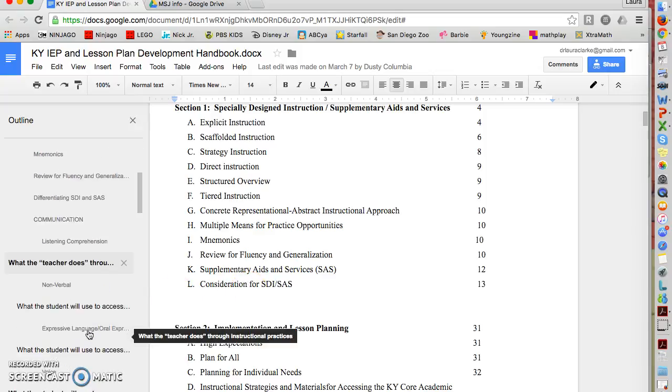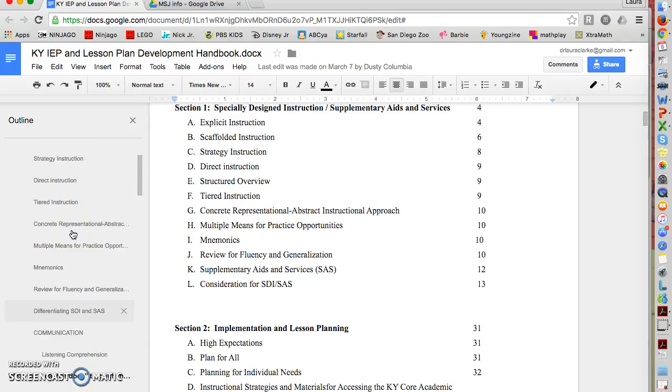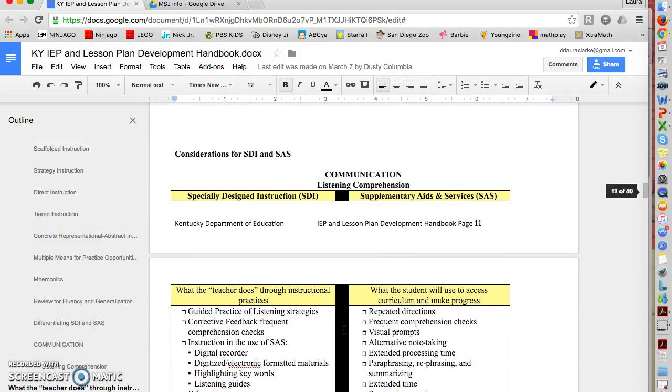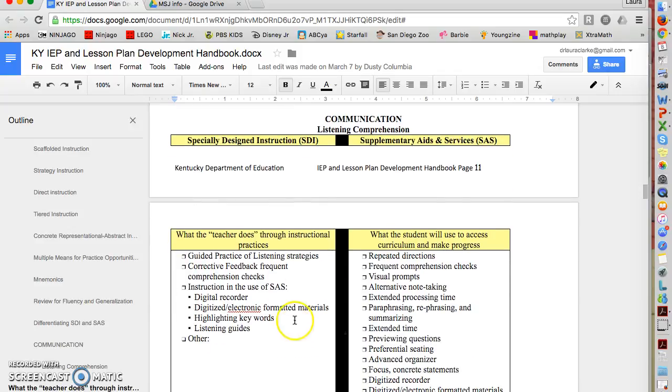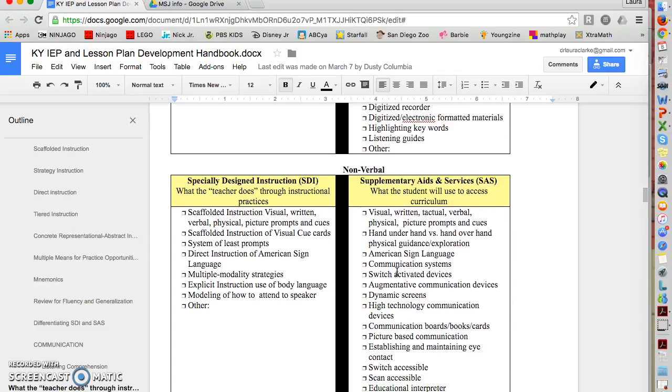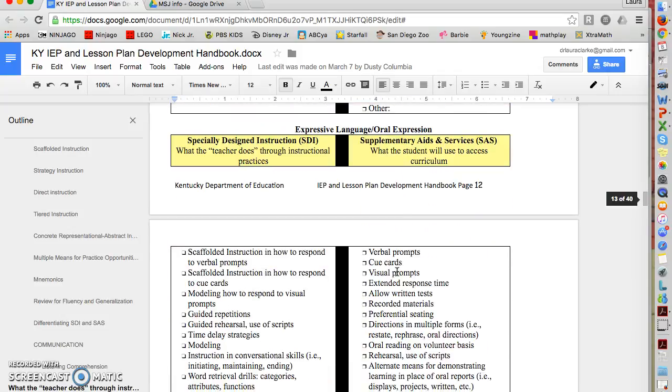And when we go down to those sections, it's going to flow right here. And the nice thing about this handbook that I love is it's got the specially designed instruction. This is what the teacher does, and then supplementary aids and services, what the student needs to make progress. So those accommodations and supports that the student needs, and both of those need to be addressed in the IEP. But sometimes we kind of get stuck in, I've got a reading fluency goal, so I'm going to use the same specially designed instruction every time. So I love being able to use this resource.